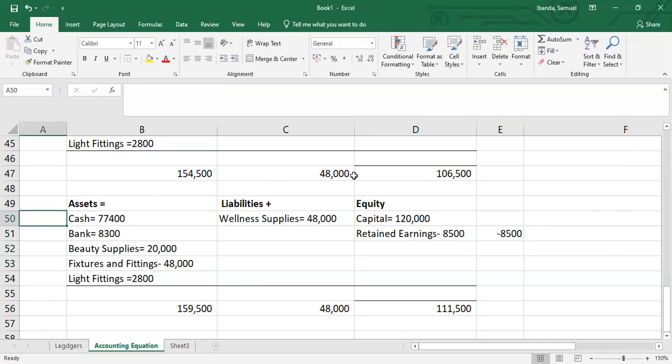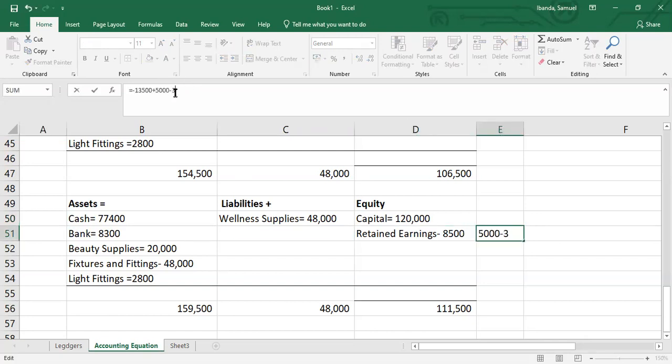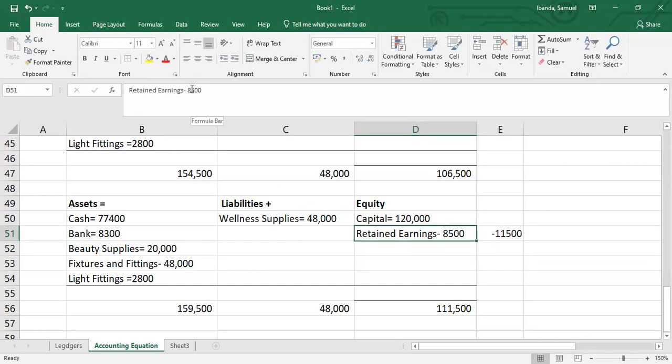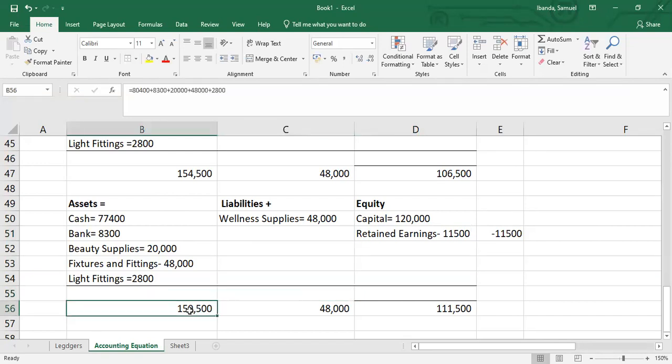And then wages also affect my retained earnings. So I'll reduce it by 3,000. Takes me back to 11,500. So here, I'll try to recalculate this. This is 77,400 plus 8,300 plus 20,000 plus 48,500, then plus definitely the 2,800.